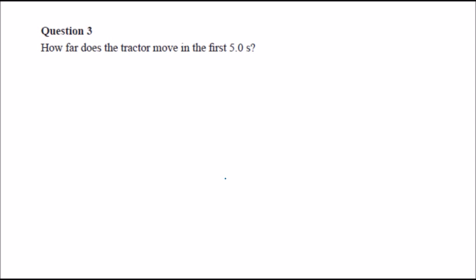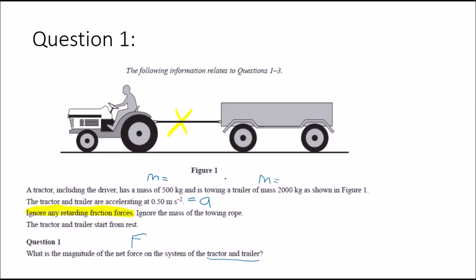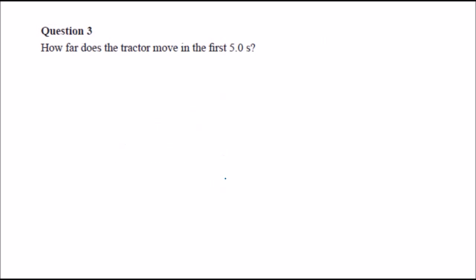Now, how far does the tractor move in the first 5 seconds? You'll notice this a lot, that you have a couple of Newton's law questions and then you have a straight line motion question, all of which is pretty much straight out of year 11. So going back to here, what do we know? We've got 0.5 meters per second squared, and the tractor and trailer start from rest. So there are some things that we know and some things we want to find. How far does the tractor move?